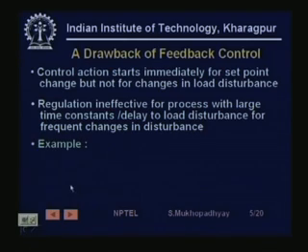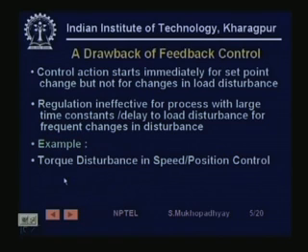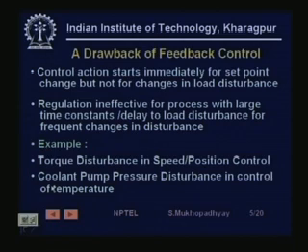What are the examples? A typical example is torque disturbance in speed or position control. That is the one that we have just discussed. The second one is, for example, control of temperature. For example, coolant pump pressure. Now, a change in pump pressure will affect coolant flow.